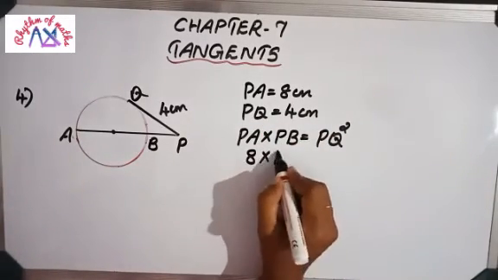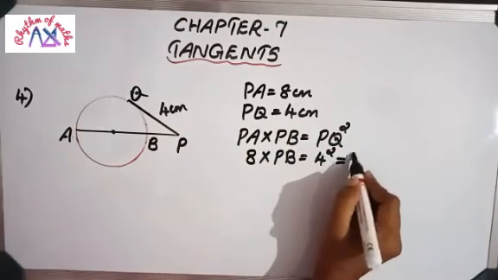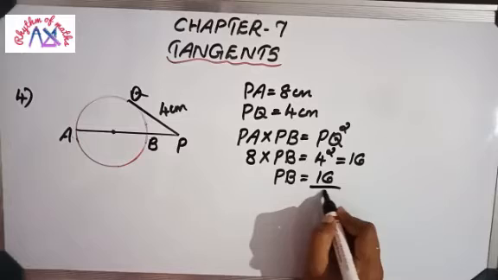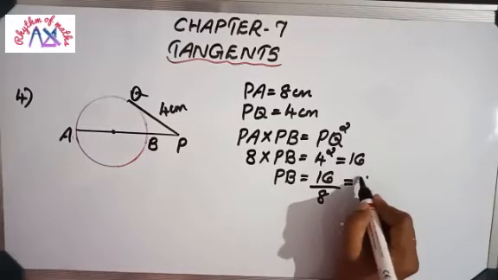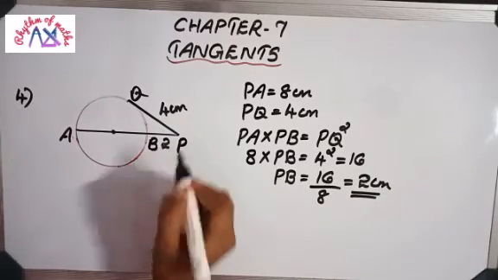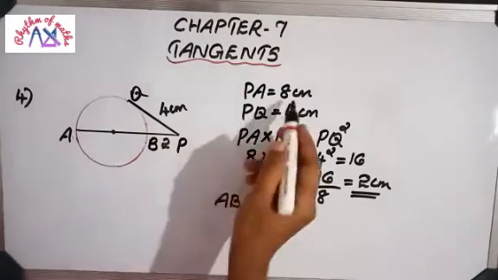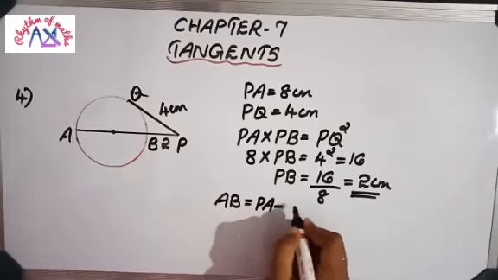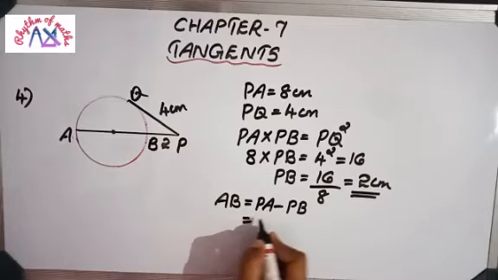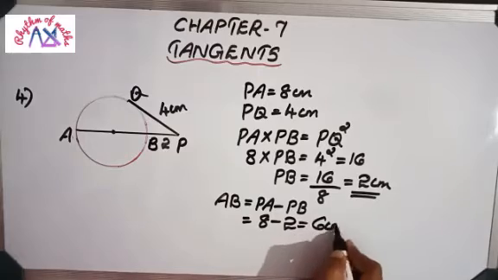So 8 into PB equal to PQ, also we have, that is 4. 4 square is what? 16. So PB equal to 16 by 8 equal to 2 centimeter. Okay, so this PB measurement is 2 centimeter. Then what will be AB measurement? AB equal to total, which is 8. So PA minus PB. From the total measurement PA we have to subtract the length PB. So PA is 8 minus PB we got as 2. So 8 minus 2 is 6 centimeter.